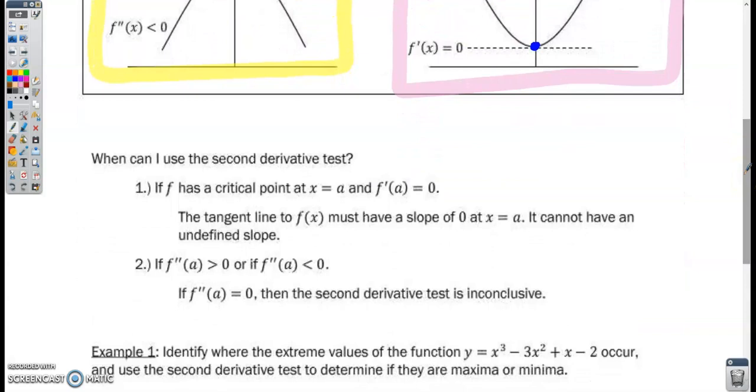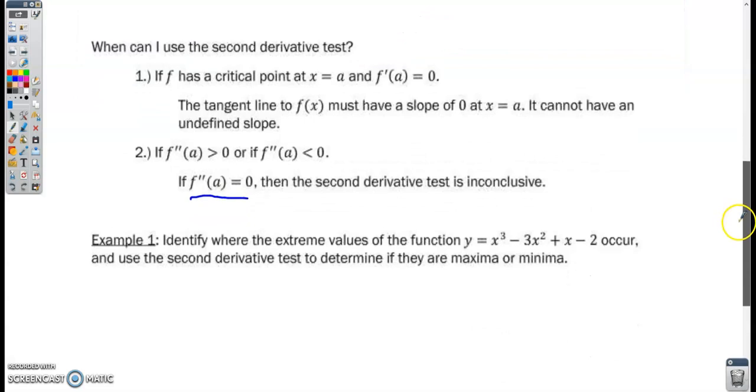All right, when can I use the second derivative test? If f has a critical point at x equals a, and f prime of a equals 0, that's one thing that has to be true. The tangent line to the function must have a slope of 0. It cannot have an undefined slope to use the second derivative test. And then the second derivative must be either positive or negative. If the second derivative is 0, then the second derivative test is inconclusive, and we would need to use another method to see if the function has a maximum or a minimum at a particular point.